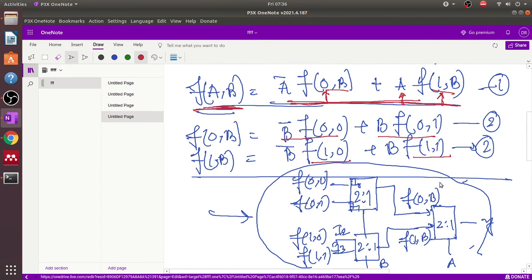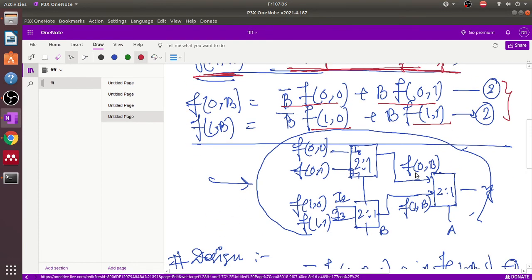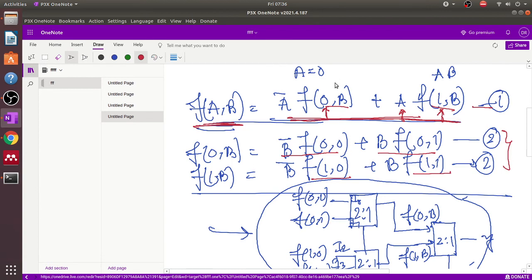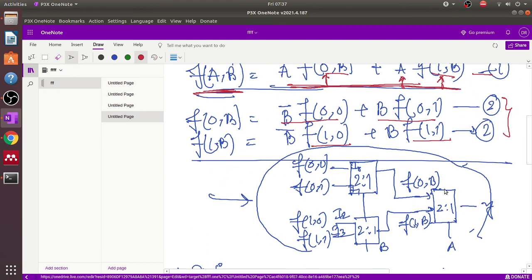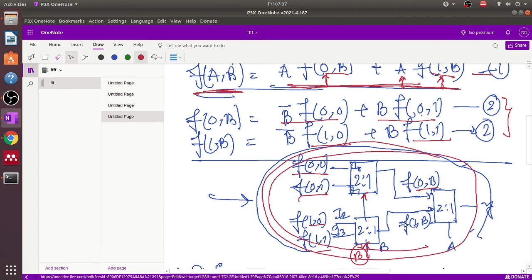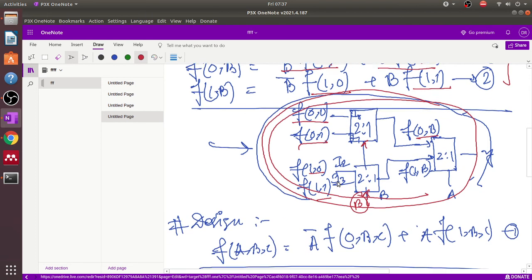Now if we design this, consider this level 1 and this level 2. For level 1, the control input is A, because A is common, and the two inputs are f of 0B and f of 1B. Now f of 0B is equivalent to I0 and f of 1B is equivalent to I1, because A bar I0 plus A I1 is the output equation of a 2:1 multiplexer. Again, f of 0B breaks into two parts, f of 00 and f of 01. So here we connect one multiplexer whose control input is B. Now we apply 00 and 01, and for 1B, 10 and 11, for I2 and I3. This is the design process. This looks like a multiplexer tree to implement a 4:1 multiplexer using 2:1 multiplexers.